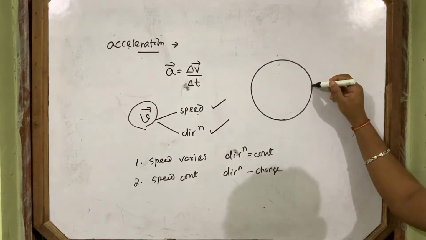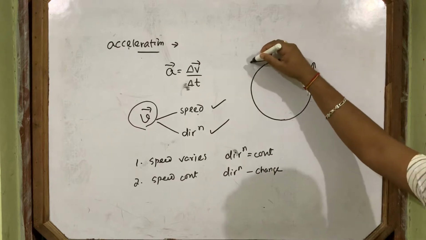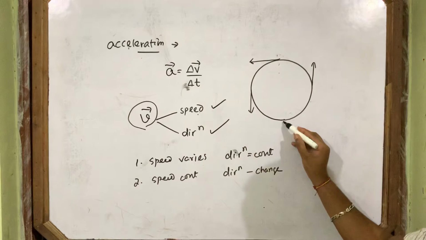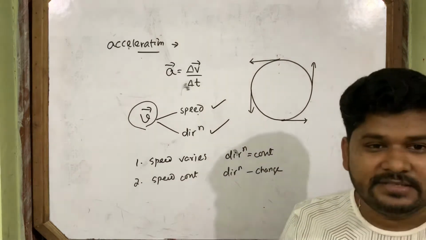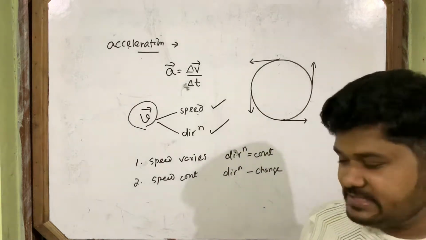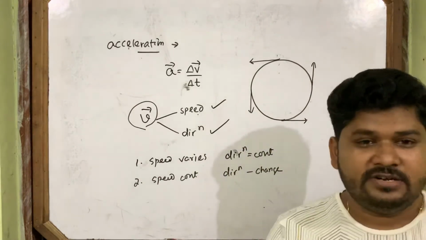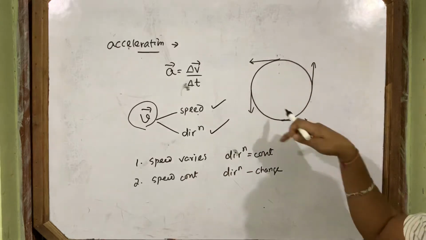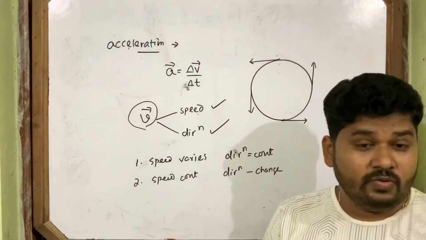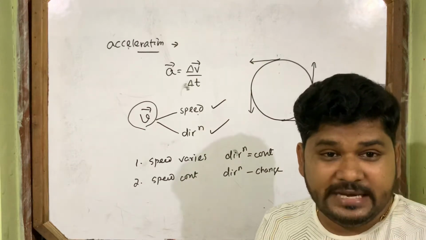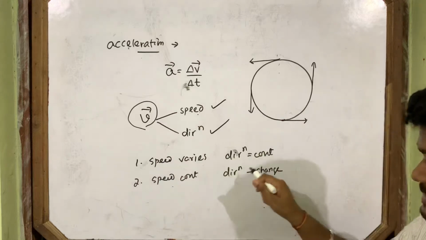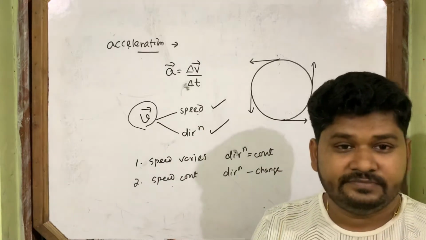Here the direction is along this tangent, here along this tangent, here along this tangent. The velocity direction is along the tangent, you see. At every point the direction changes, but speed is constant, 20 km per hour. This is called uniform circular motion. There is also acceleration. Don't think that acceleration means only speed increase or decrease. Acceleration also occurs when speed is constant but direction changes.